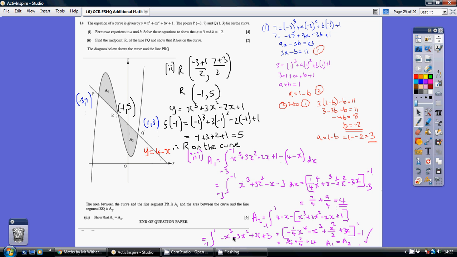Gathering up like terms we get this to be integrated. So we integrate that, substituting in plus 1 and minus 1, and we get 4. So we have shown that both A1 and A2 are 4. In other words, A1 equals A2.